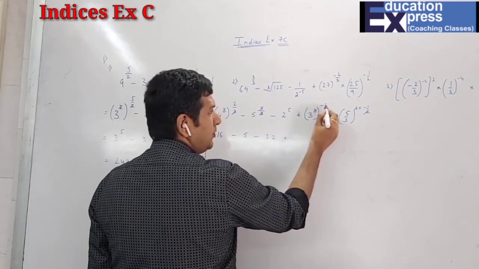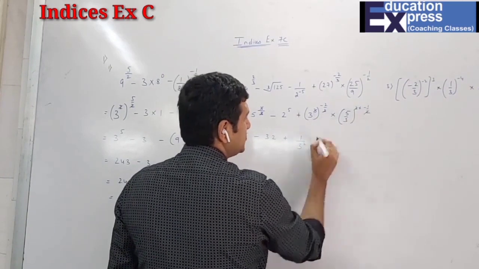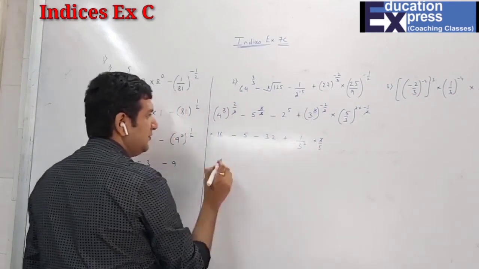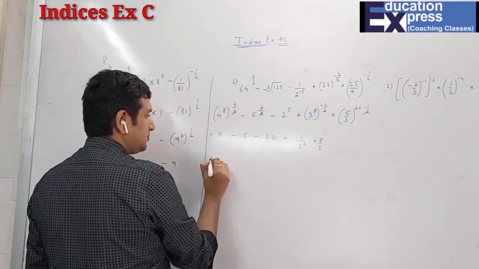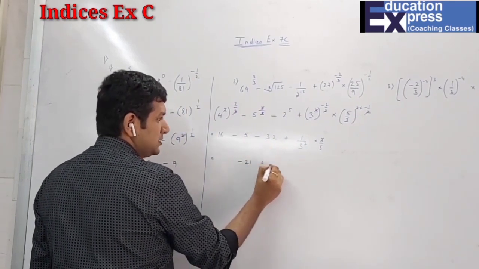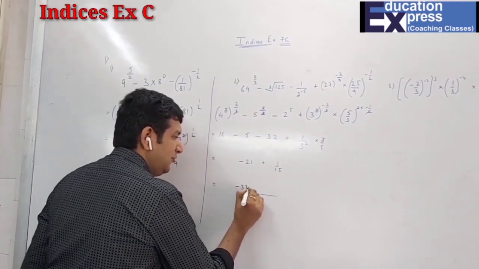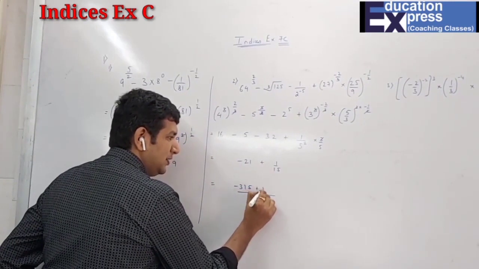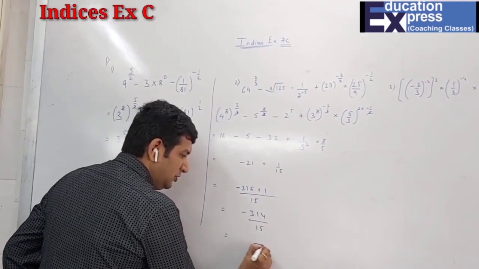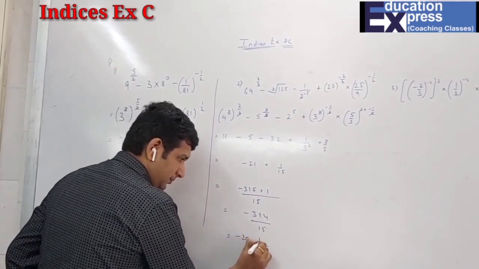Plus 3 raised to minus 2, students, to make it positive after the reciprocal. And here again, 5 upon 3 raised to minus 1, so again into 3 upon 5. 3 will get cancelled, 1 3 is left. Now 16 minus 5 is 11, and 11 minus 32 is minus 21, plus 1 upon 15. 3 times... 15, minus 315 plus 1, minus 314 upon 15. So obviously now we will take it in mixed fraction because this is an improper fraction. Answer.